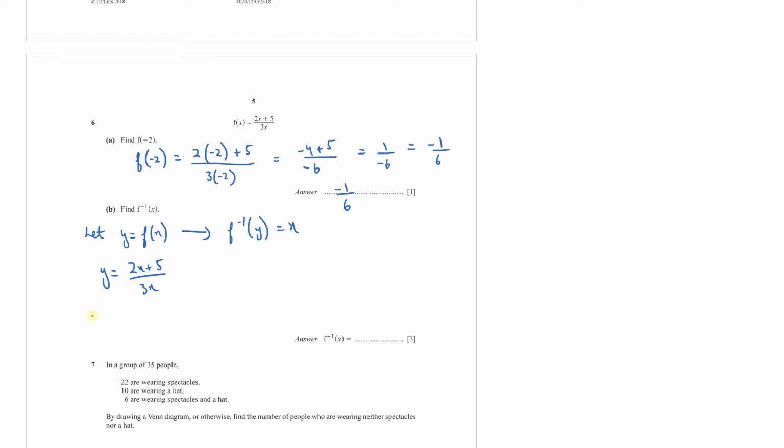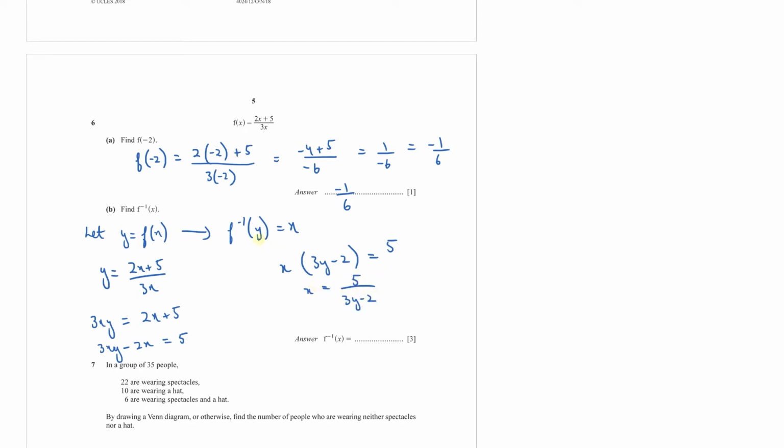I'll take this to the other side. So this becomes 3xy equals 2x plus 5. Then I'll bring this 2x here. So this is 3xy minus 2x equals 5. Let me continue up here. So if I take x common here, this is x times 3y minus 2 equals 5. And then if I divide this here, this becomes x equals 5 over 3y minus 2.